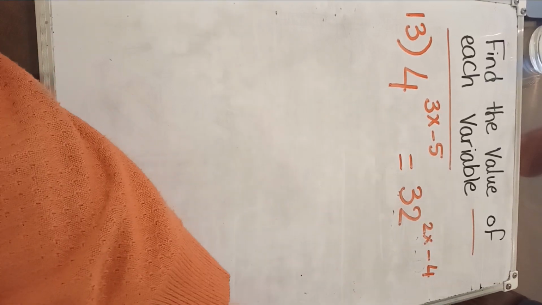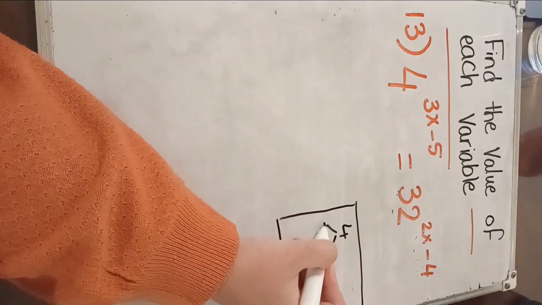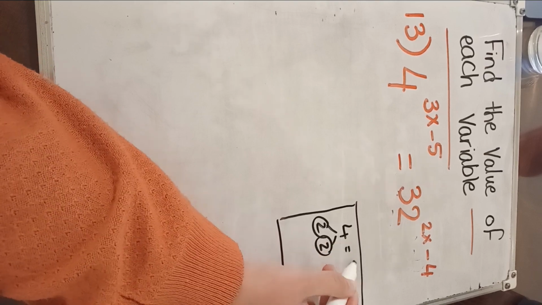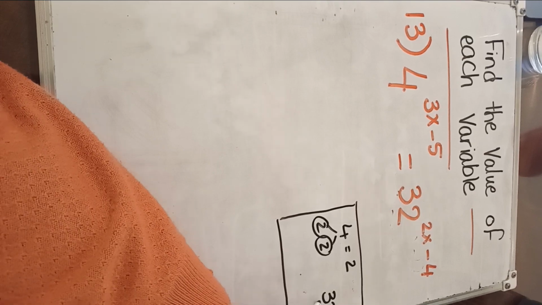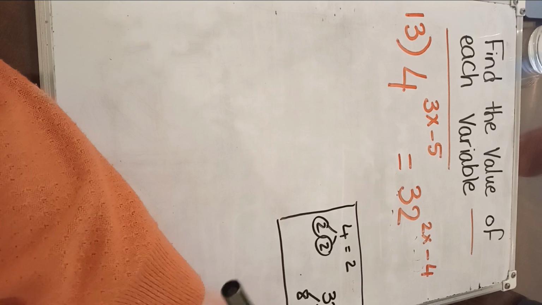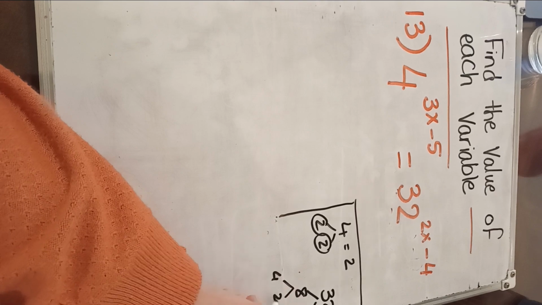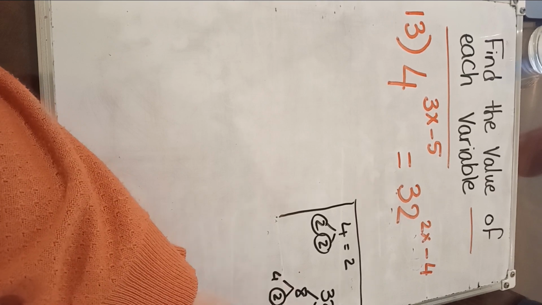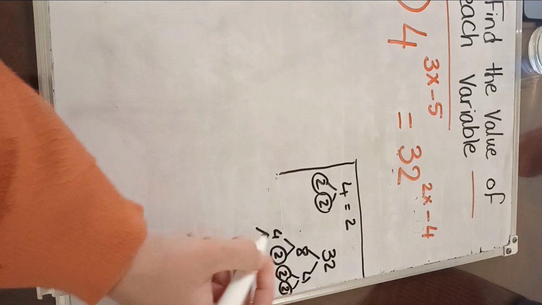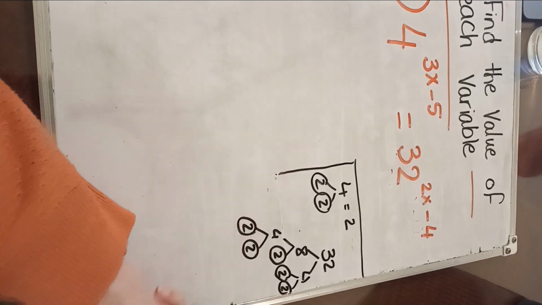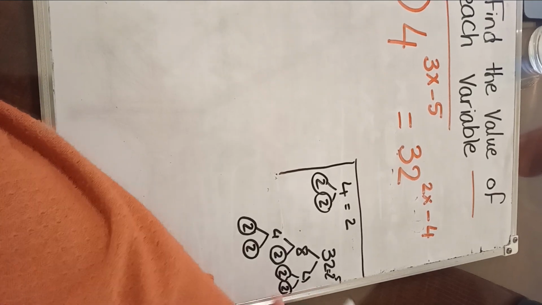We use prime factoring. I'm going to create a box on the side to prime factor the 4. 4 is 2 times 2, which is 2 to the power of 2. We're going to prime factor 32 as well. 32 can be broken down into 8 times 4. 8 can be broken down into 4 times 2. 2 is prime. This 4 can be broken down into 2 times 2. The 2's are prime. And this 4 can be broken down into 2 times 2. The 2's are prime. So here I'll have 1, 2, 3, 4, 5 2's. So 32 is equal to 2 to the power of 5.